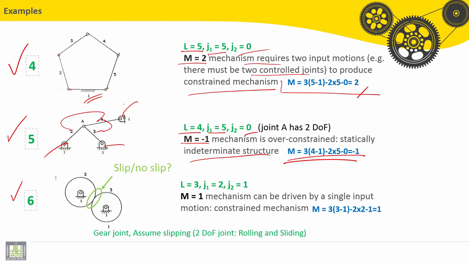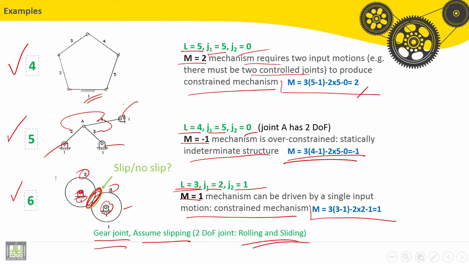Example number 6. We have a gear joint here. We assume sliding. There is rolling and sliding between teeth. So number of links or solids is equal 3, the first one is the ground, number 2 and number 3 are the gears. So we have two lower pair joints. First one is the rotation here and second one is rotation here. So in this region between teeth, we have one higher pair. So M is equal 1. Mechanism can be driven by a single input motion, constrained mechanism.